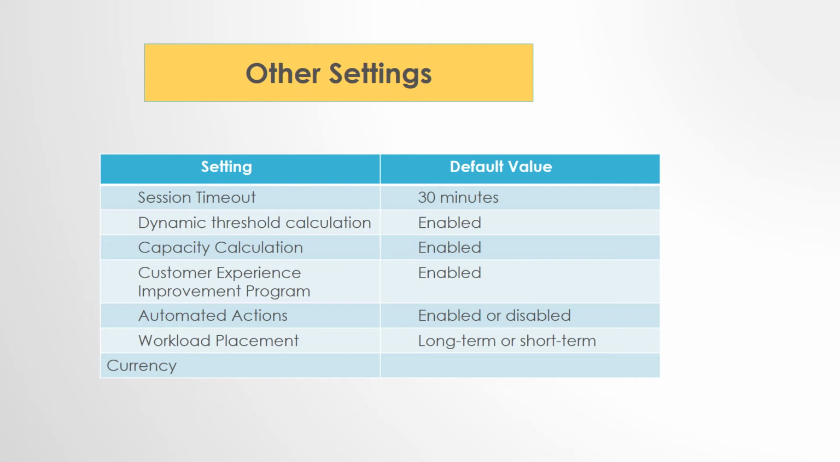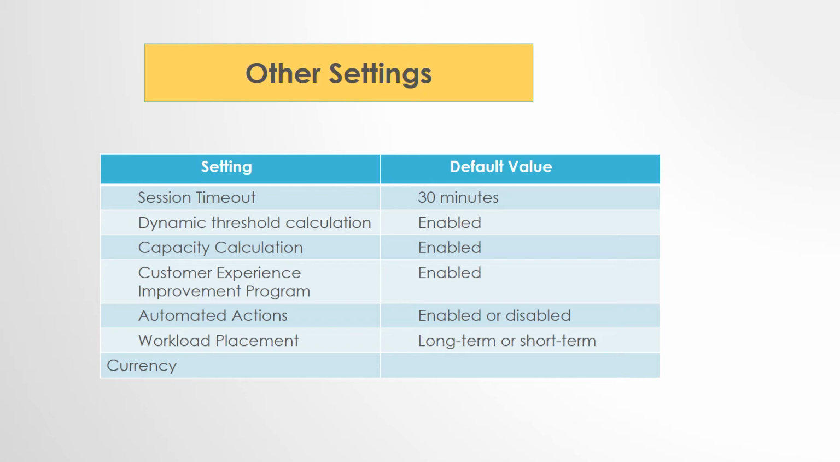The next one is the customer experience improvement program. You can opt for this program where vROps sends anonymous usage data to vmware.com. And likewise, we can enable or disable automated actions which are used in alert remediation and workload placement, and set it as short term or long term, depending on if it uses short term workload data or longer period data to determine placement decisions when you need to balance a cluster or data center.